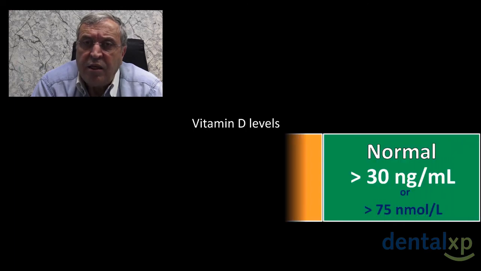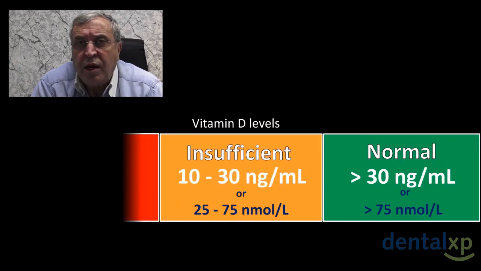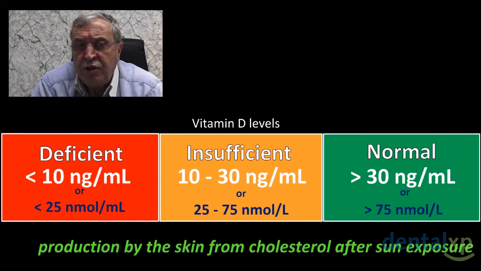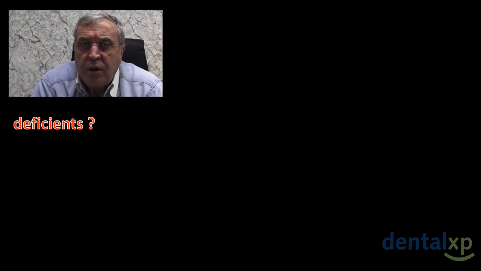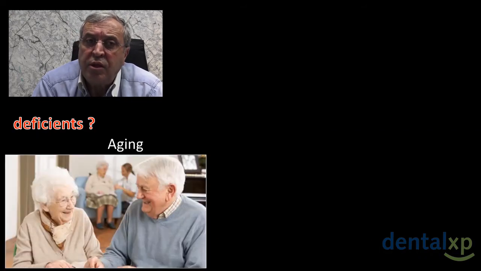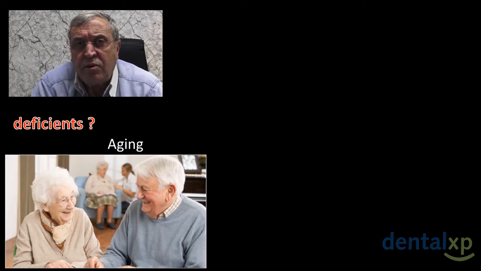The right level is over 30 nanograms. Below it's insufficiency, or deficiency when it's below 10 nanograms. Who are the deficient in the population? First of all is the old population. Above 65, we consider in medicine that 100% of the people are deficient.